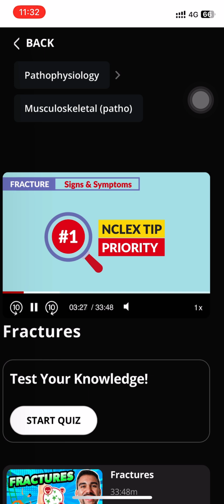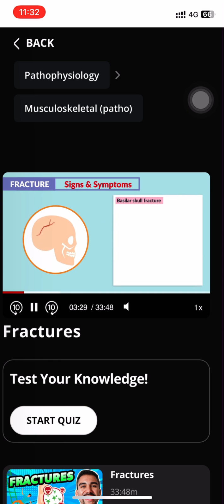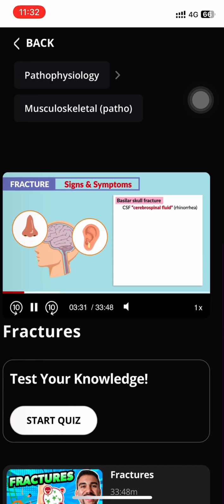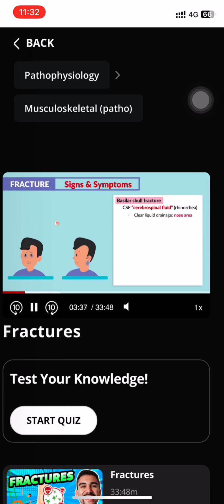Now switching gears here for some NCLEX priority findings on who to see first. So write down these key terms here. For a basilar skull fracture, we see CSF, that cerebrospinal fluid, draining from the nose. This is called rhinorrhea. So key terms, clear liquid drainage from the nose area. This is a priority patient.